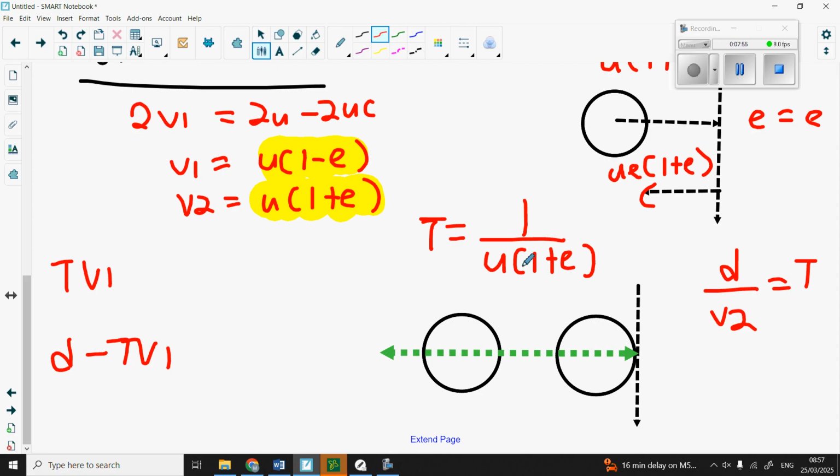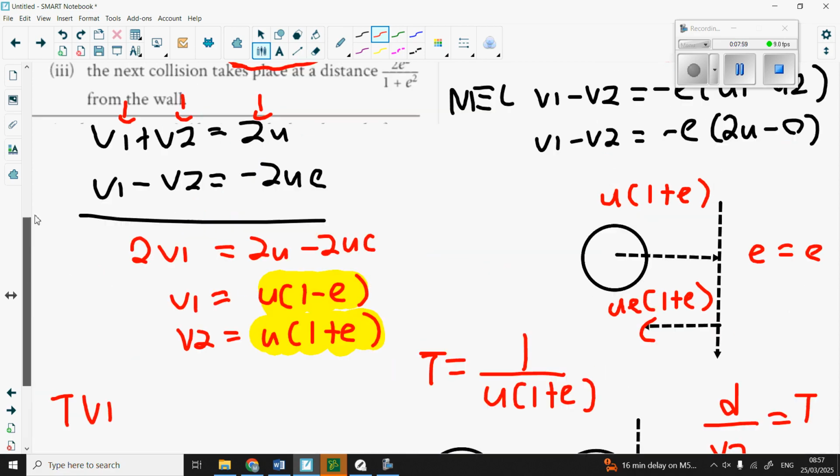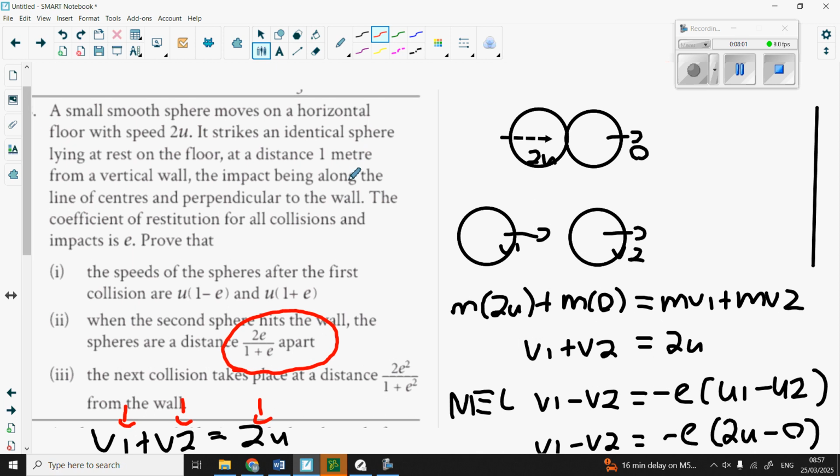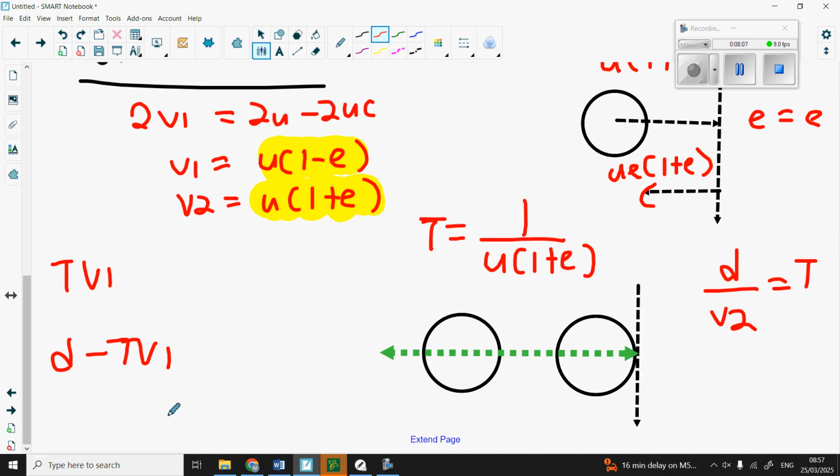Now, next thing we're going to have to do, guys, yes. It says it in the question. 1 meter away from the wall. Is that right? So it's 1 meter away from the wall. So we know the d value is 1. So d is 1, and we use v2. We have the t value. Now what we're going to do is d is what? D is 1, isn't it? Time is 1 over 1 plus e exactly.